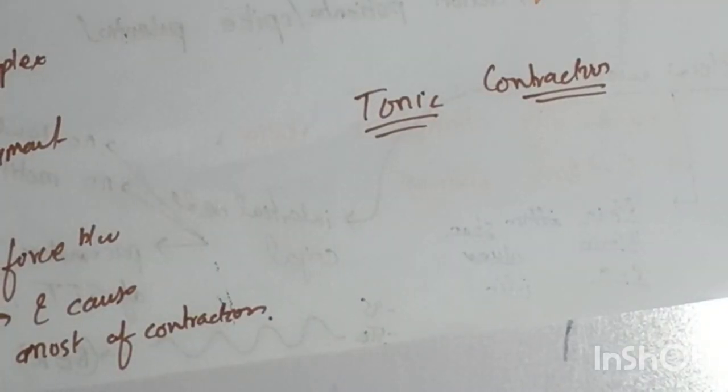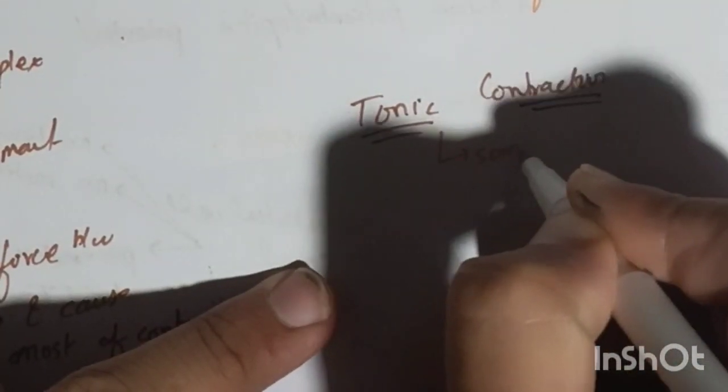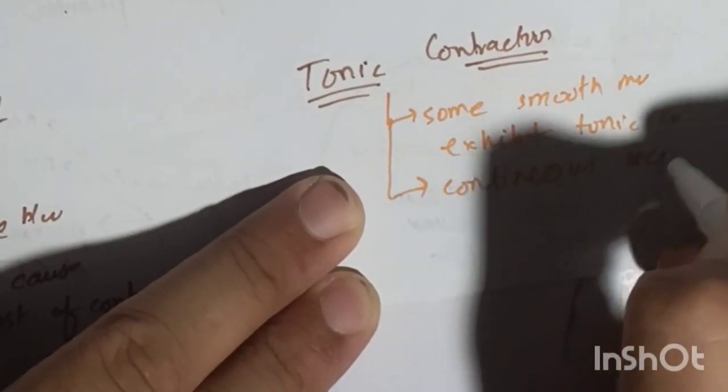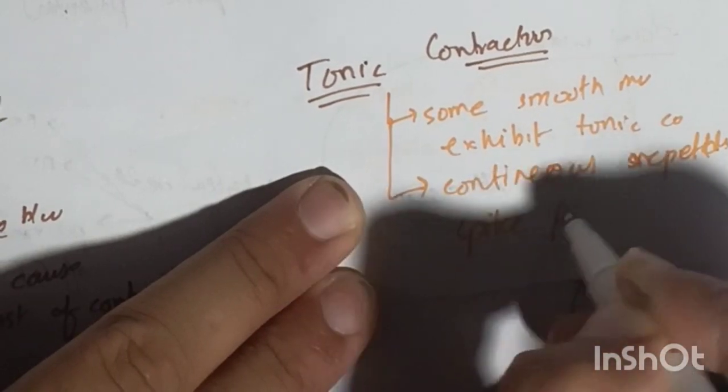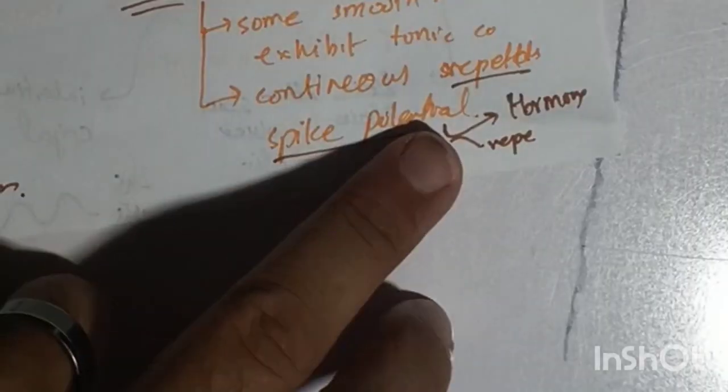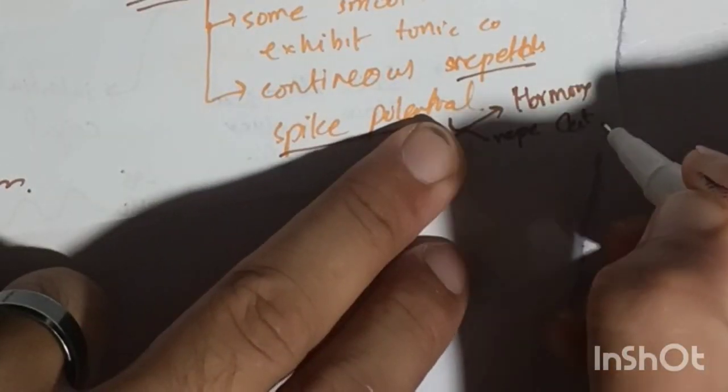Another is the tonic contraction. Tonic contraction is present in some of the smooth muscles of the GIT. There is a tone, a continuous contraction, in that muscle. It results from continuous, repeated spike potentials, which occur by two mechanisms: one is by hormones, and another is by nervous stimulation again and again.